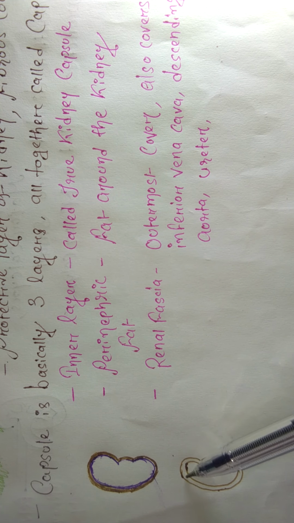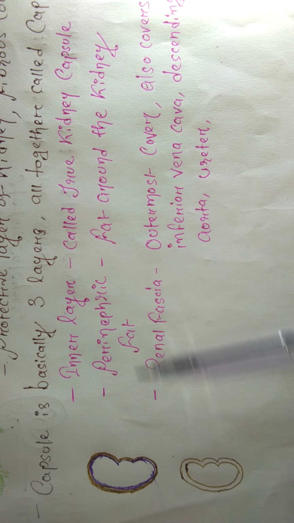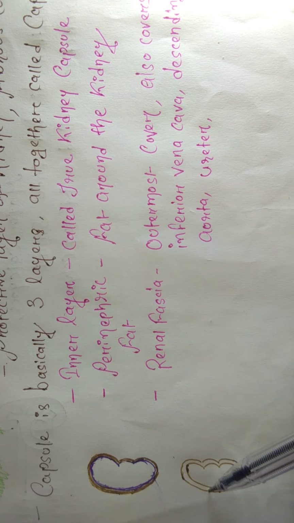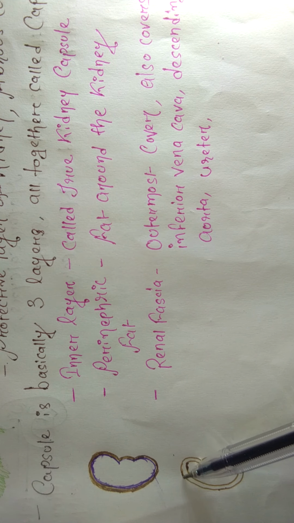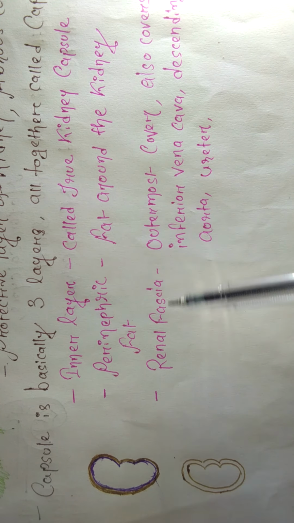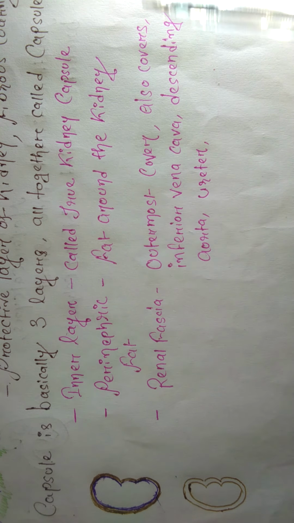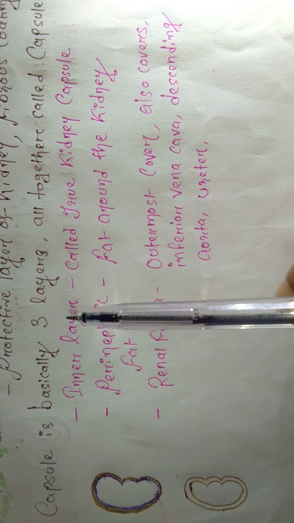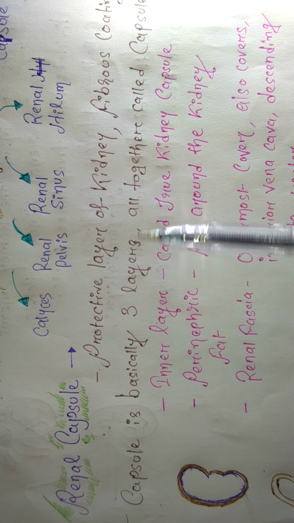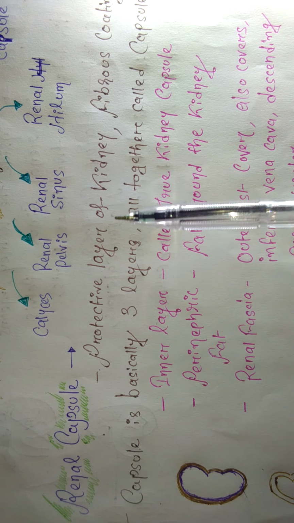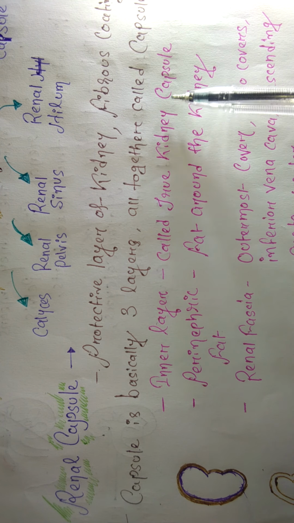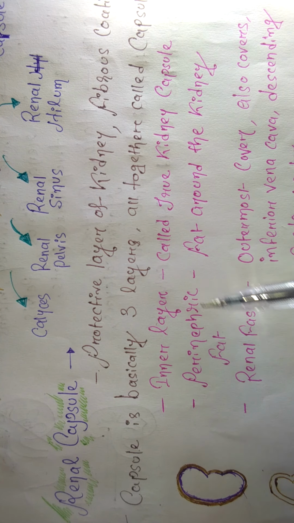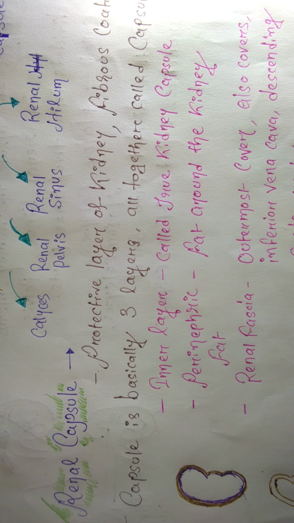Now the mid portion is filled with fat, called perinephric fat, around the kidney. And the outer portion is called renal fascia. It is the outermost cover, and it covers the inferior vena cava, descending aorta, and ureter also. So the renal capsule basically has three layers: the inner layer, which truly covers the kidney, that's why it's called the true kidney capsule, then perinephric fat, then renal fascia.